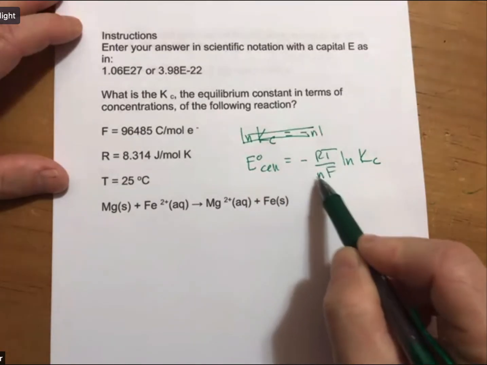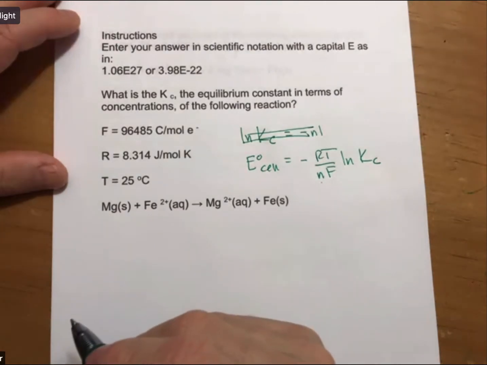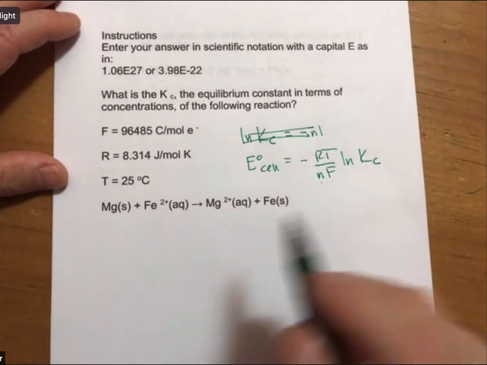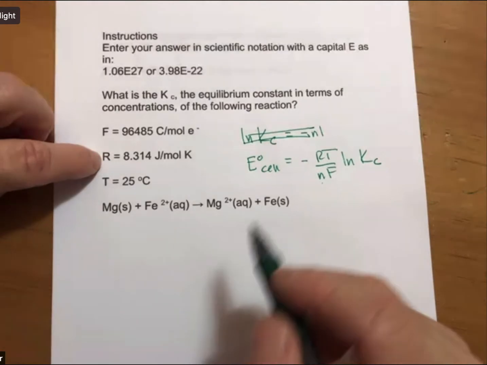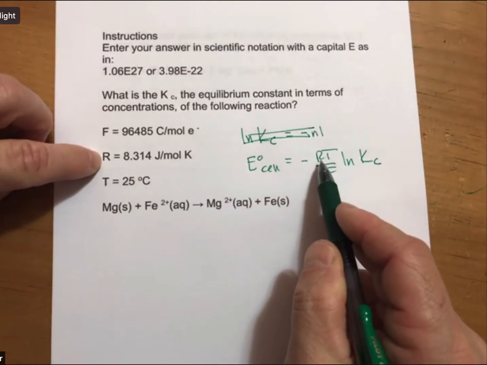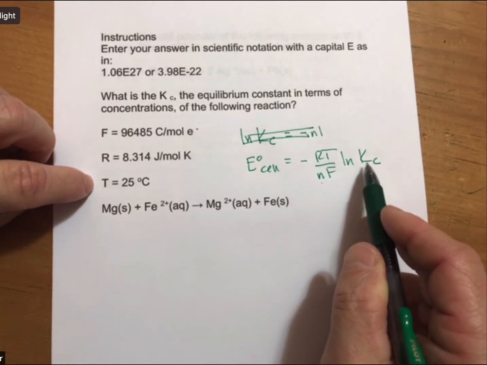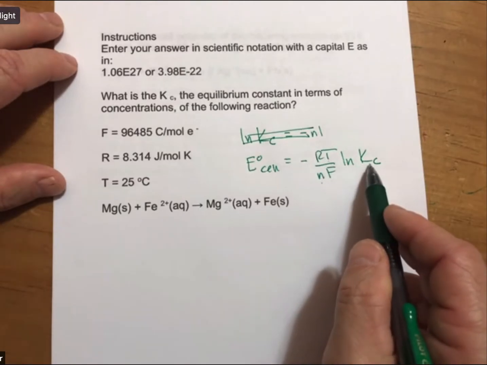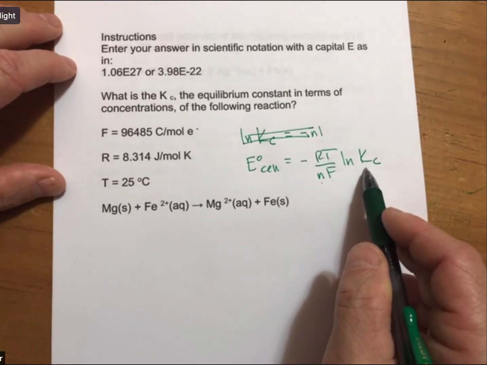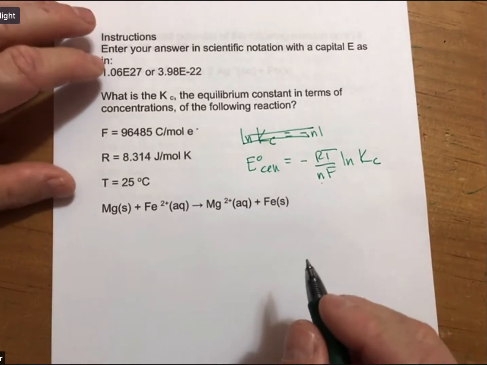and find all of these variables, n and F. n is the number of electrons in the redox reaction. F is the Faraday constant. R is 8.314 joules per mole Kelvin. T is temperature in Kelvin. And at some point, we will solve for Kc, the equilibrium constant. But we will figure out the cell potential first.